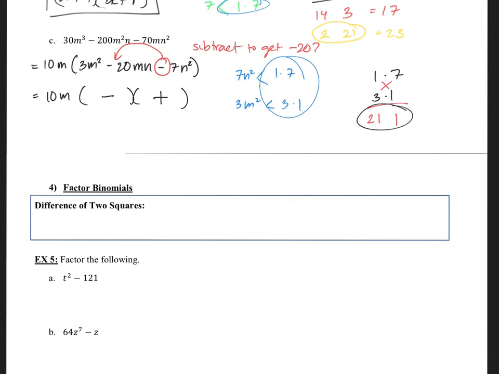Alright, so looking at this, I want to get a negative 20. So that means I should put the negative with the 21 and the positive with the 1, because then negative 21 plus 1 gives me the negative 20. Awesome. Now we just have to figure out how to plug these in. The 1 and the 7 were with the n's, and the 3 and the 1 were with the m's. Okay. But the negative 21 came from the 3 times the 7. I'm going to keep that in mind.